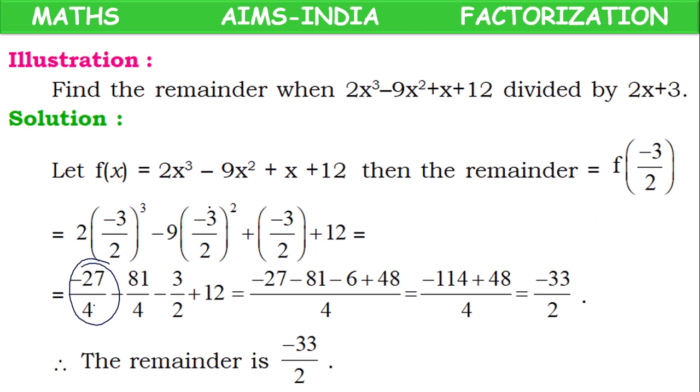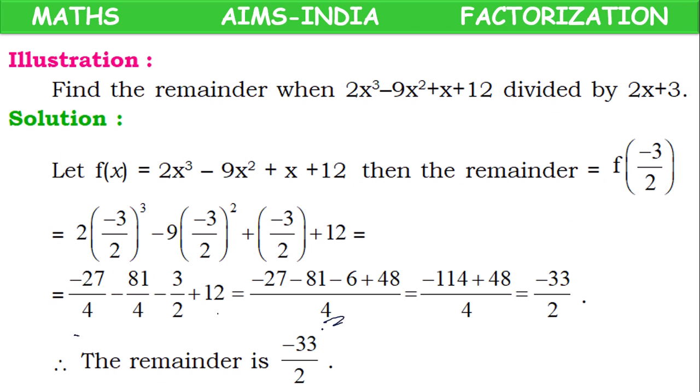Next, minus 9 into minus 3 whole square means minus 3 into minus 3 is 9, by 2 square means 4. 9 into 9, 81. Minus 81 by 4. Next, plus into minus, minus 3 by 2 as it is. Plus 12 they have taken.